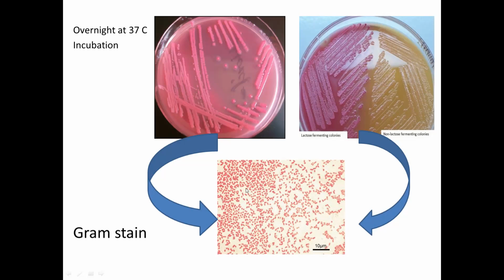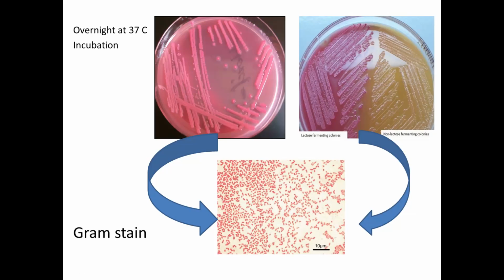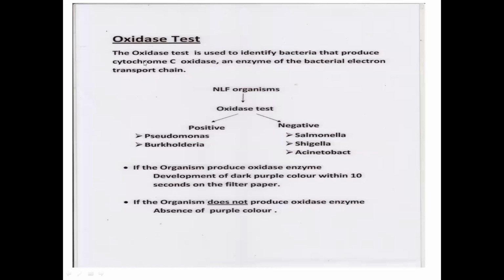We do a Gram stain, which shows gram-negative bacilli. At the same time we do the oxidase test. Pseudomonas, if it really causes a urinary tract infection, is a non-lactose fermenter. The oxidase test is used to identify bacteria that produce cytochrome C oxidase, an enzyme of the bacterial electron transport system. For non-lactose fermenting organisms we often do oxidase tests. For lactose fermenters perhaps there is no need, as we know it is Enterobacteriaceae. Burkholderia pseudomallei and Pseudomonas are oxidase positive, while Enterobacteriaceae are oxidase negative. We don't need to, but we can do it for lactose fermenters as well.